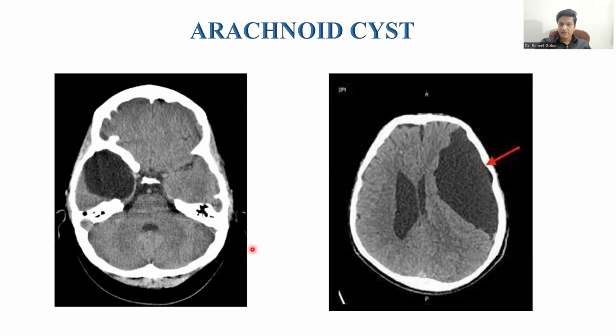So an arachnoid cyst appears like CSF. It is usually asymptomatic, and we usually just observe the arachnoid cyst. We do not operate on it unless it is causing some symptoms, like fits or raised ICP. As you can see here, it is causing effacement of the sulci and gyri. It is causing effacement of the lateral ventricle. So we can go and operate in this case.